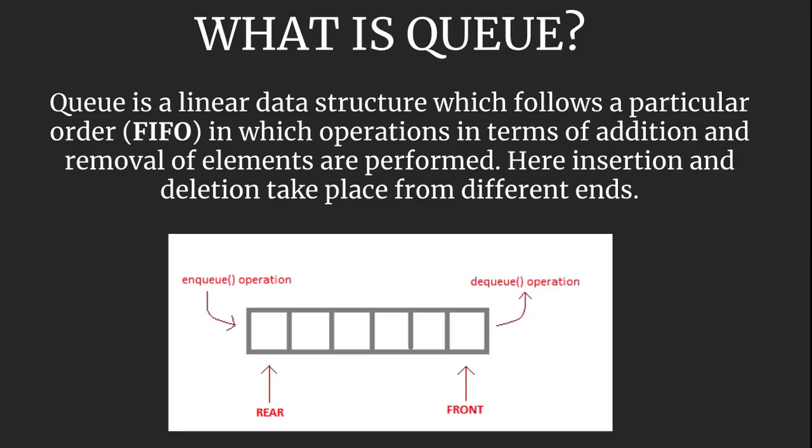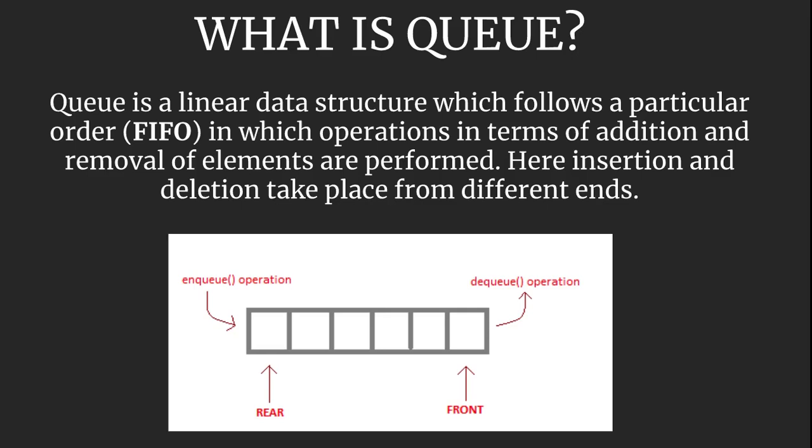So what is queue data structure? We have already seen that queue is one of the linear data structures. This particular data structure follows a particular order in which the operations of addition and removal of elements are performed. This order is termed as FIFO, that is first in, first out. It simply means that the element that gets entry first in the queue gets out of the queue first.